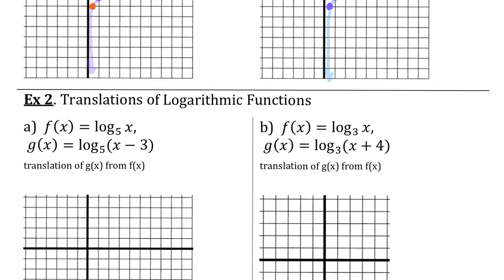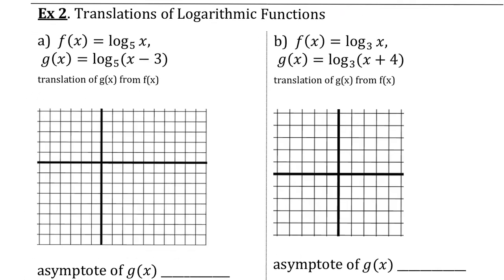Okay, so that's how we graph whatever parent function of log we're working with. So now we're going to try to do some translations. Okay, so f of x is log base 5 of x. g of x is log base 5 of x minus 3. Okay, this is being translated. Since it's x minus 3, which way? Right 3. Okay, I'm going to graph f of x and g of x.